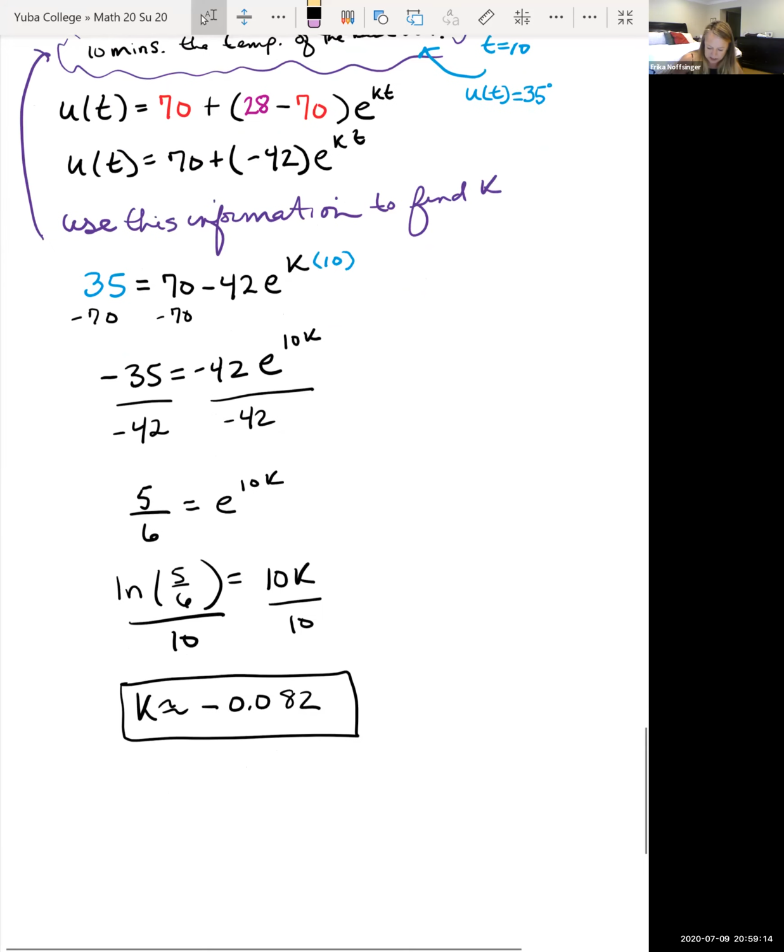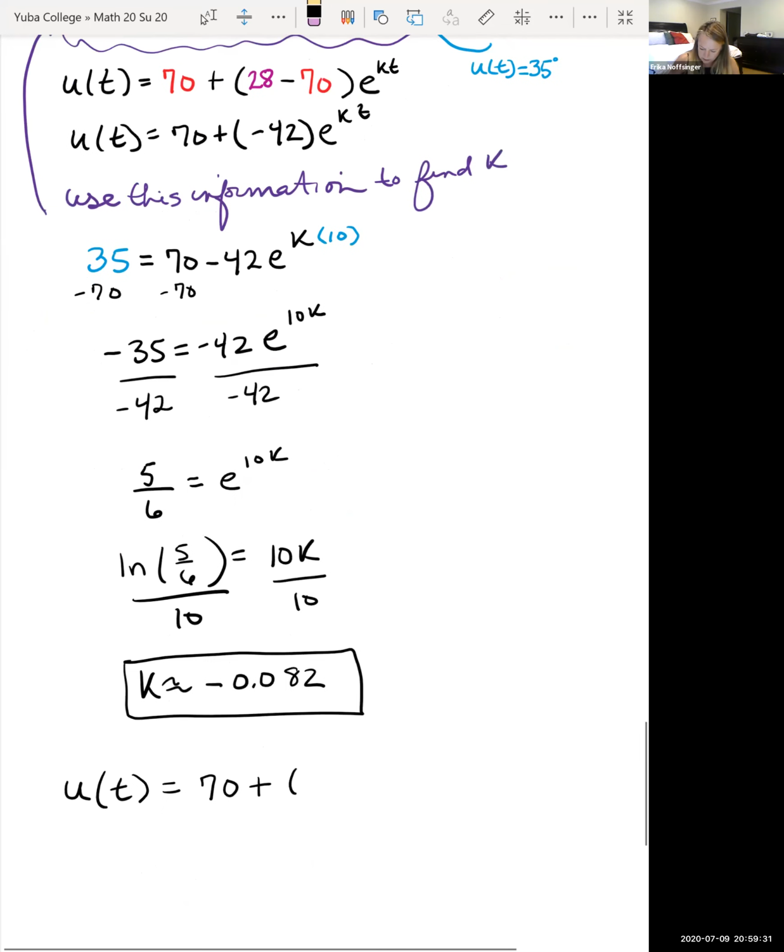So right now I have U of t is equal to 70 plus 28 minus 42. Wait, 28 minus 70, which is negative 42, e to the negative 0.082. Nope, that's wrong. Negative 0.0182 t.